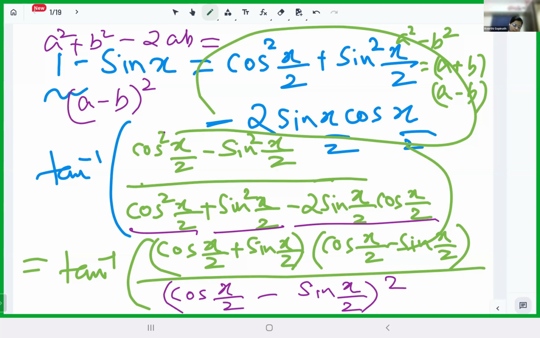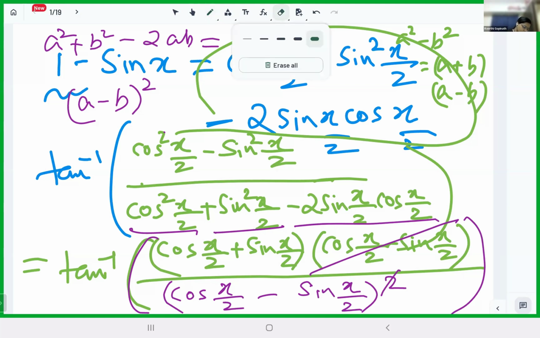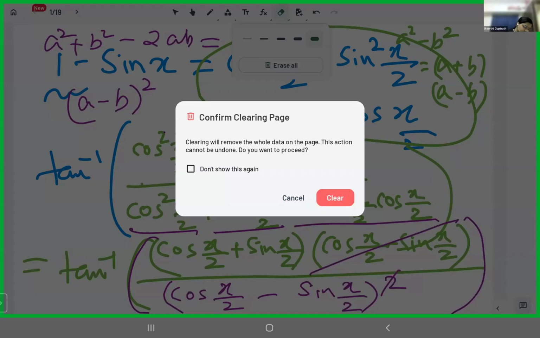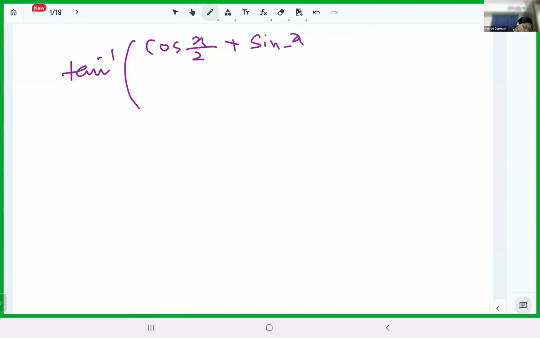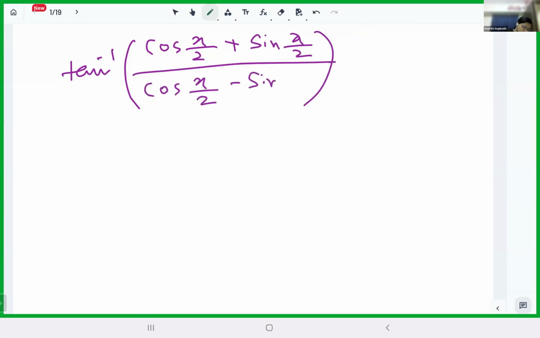Now what we can do? Is there any common factor in numerator as well as denominator? Yes, right. Cos x by 2 minus sin x by 2 is both in denominator as well as numerator. So we can cancel that part. That is cos x by 2 minus sin x by 2, and from the square you can cancel 1 cos x by 2 minus sin x by 2. So what will it become? It will become tan inverse of cos x by 2 plus sin x by 2 divided by cos x by 2 minus sin x by 2.